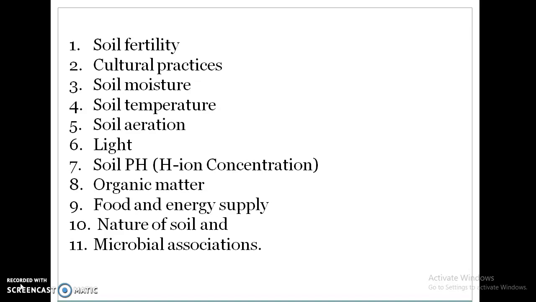On the other hand, soil microflora has a greater influence on the soil fertility level. Second one is the cultural practice. Cultural practice, which includes cultivation, crop rotation, application of manure and fertilizer, liming, and other applications which include pesticide, fungicide, weedicides, also affect the soil organism.